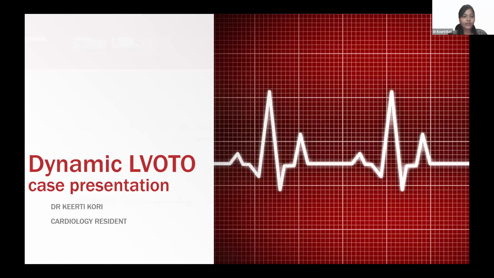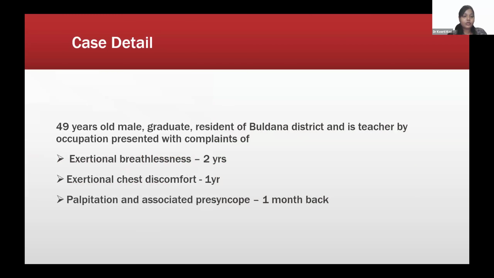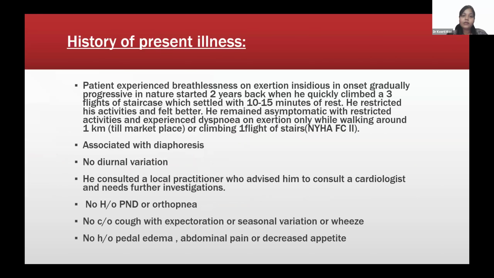Good evening, everyone. I'll be presenting a case of a 49-year-old male patient, graduate, a resident of Buldana district, and a teacher by occupation, presented with complaints of exertional breathlessness since 2 years, exertional chest discomfort since 1 year, palpitation and associated pre-syncope 1 month back. History of present illness: the patient experienced breathlessness on exertion, insidious in onset, gradually progressive in nature. It started 2 years back when he quickly climbed 3 flights of stairs, which settled after 10 to 15 minutes of rest.